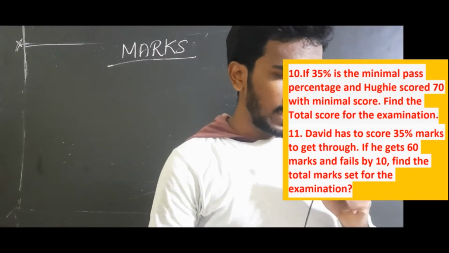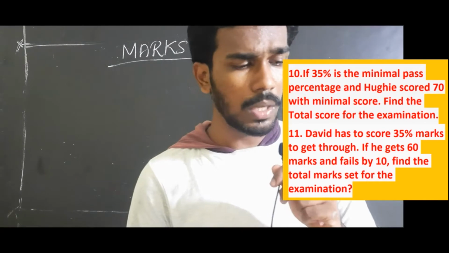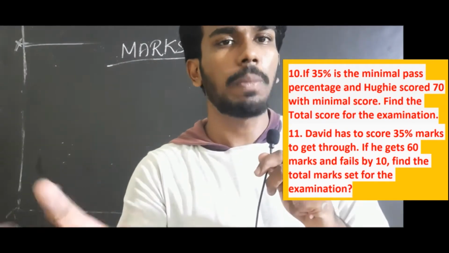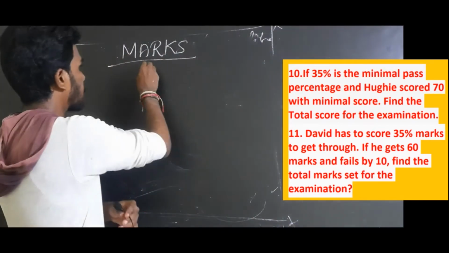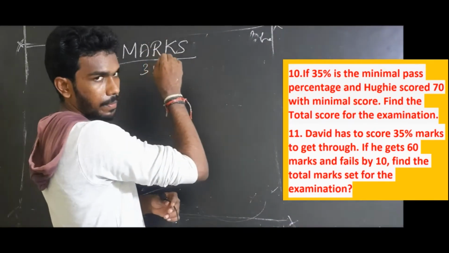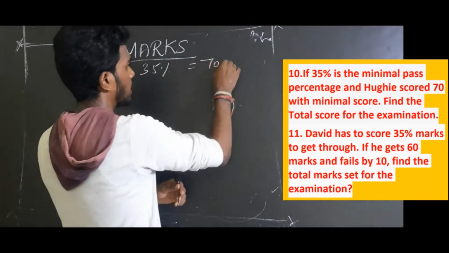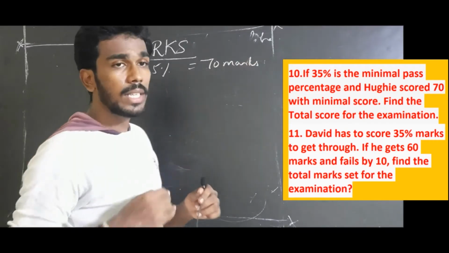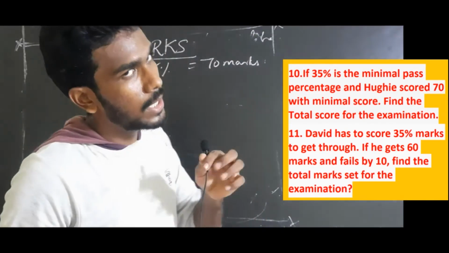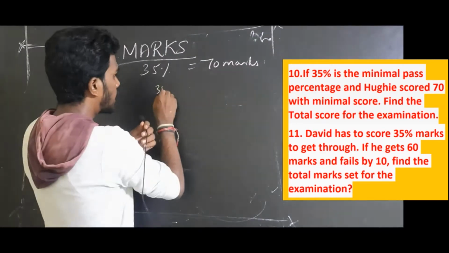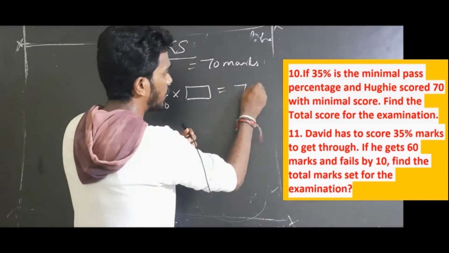If 35% is the minimal pass percentage and Hughie scored 70 with the minimal score. Here the minimal score means he just passed. Find the total score for the examination. So Hughie scored 35% such that he scored 70 marks. And they are asking what is the total score of the examination, how many marks the examination is conducted for. So we need to find 35% of what gives you 70.